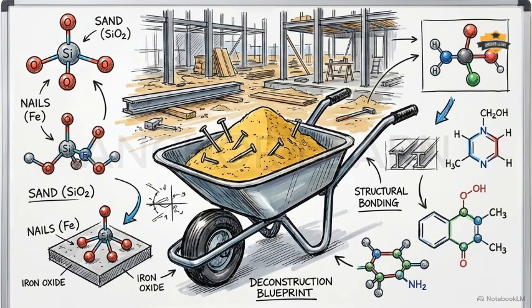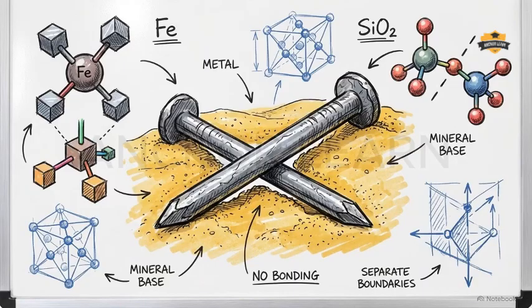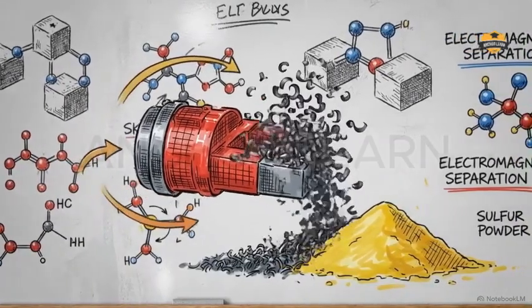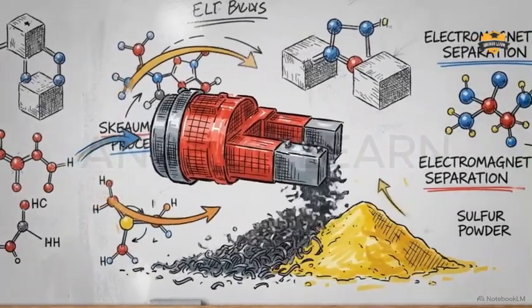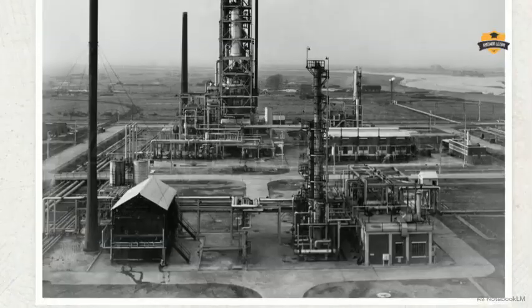Now contrast that cemented wall with a wheelbarrow full of loose sand and iron nails. That is a mixture. There is no molecular cement holding them together. Applying our builder's logic, because there are no chemical bonds, every substance in that mixture keeps its exact original properties. We use those original properties to clean the site. A magnet easily separates the magnetic iron from the sulfur powder. No chemical reaction is required.